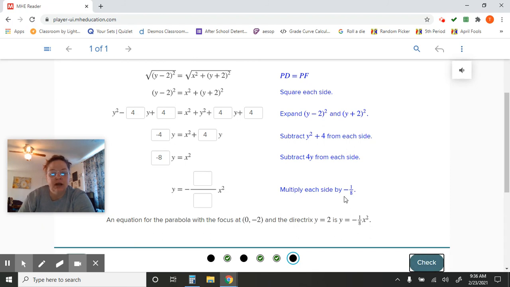Multiply each side by negative 1/8, right? Because we want to get rid of this negative 8 here. So the equation for our parabola with a focus at (0, -2) and a directrix of y equals 2 is y equals negative 1/8 x squared.